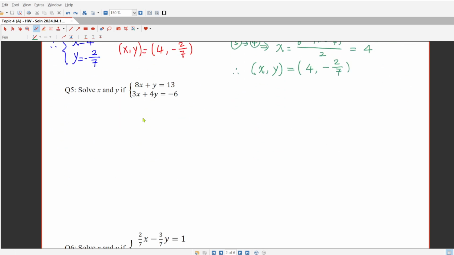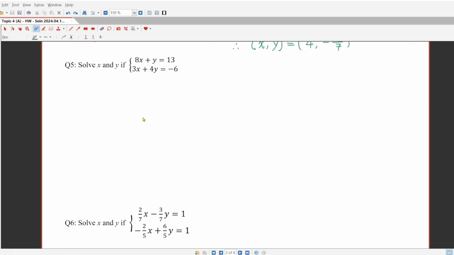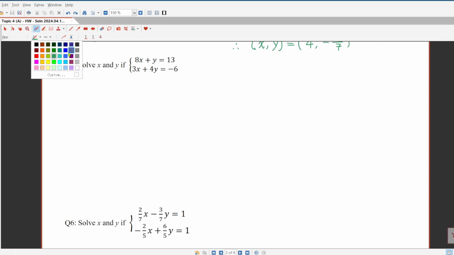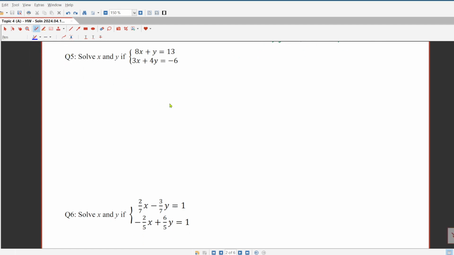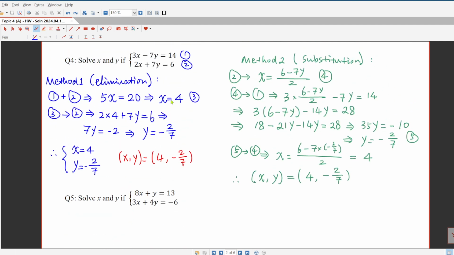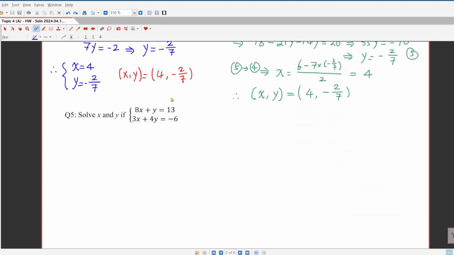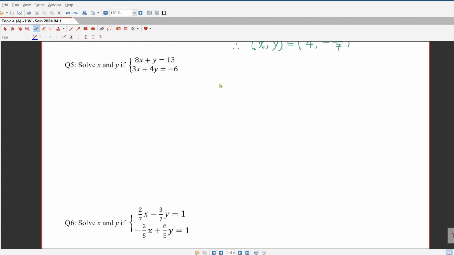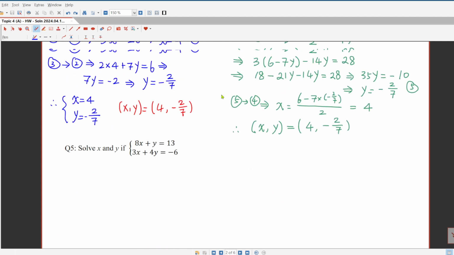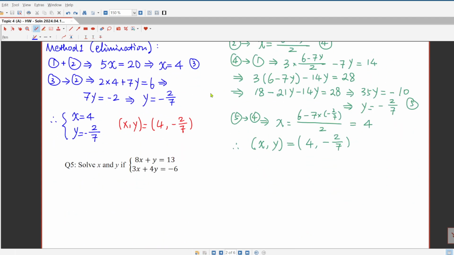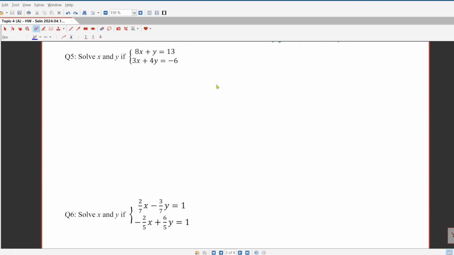Alright, then let's consider the next one. Okay, so from now on, I'm gonna just choose the better way to solve them, okay? I'm not gonna write both of the two methods here. Just choose an appropriate way to solve this system. So let's label them with number 1 and number 2.